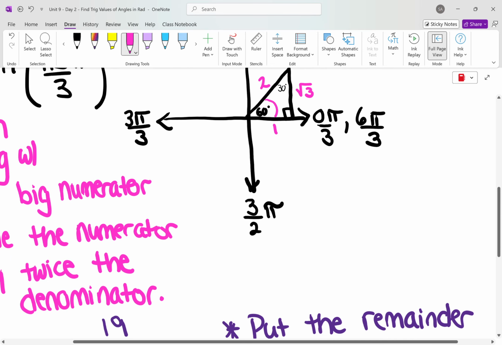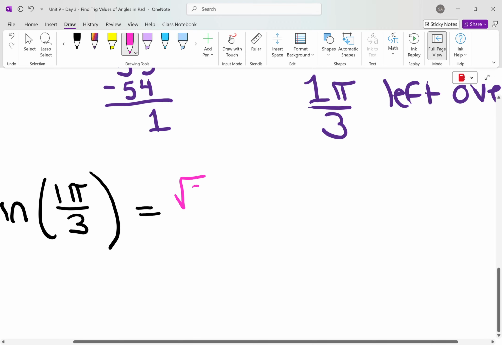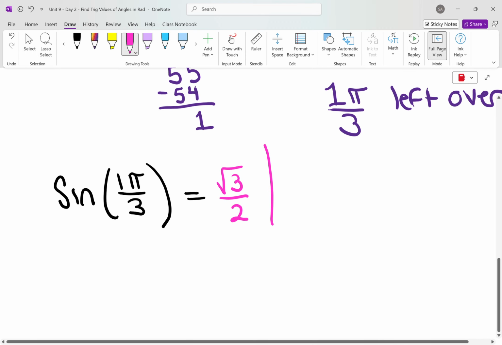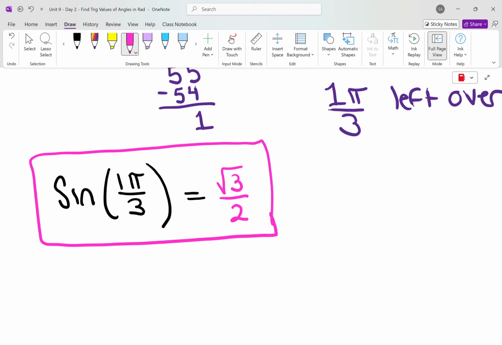No. So now I want the sine of 60, which is going to be the opposite, which is root 3, over the hypotenuse, which is 2. So the sine of pi over 3 is root 3 over 2. All right, we're just going to keep doing more of these. This is what today's lesson is.